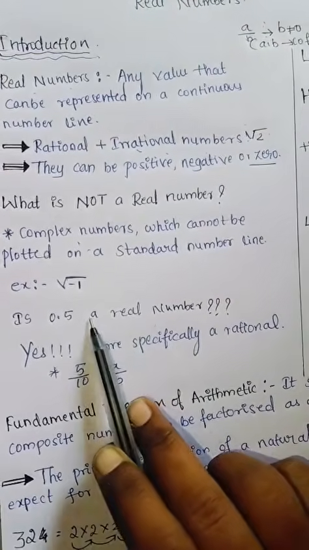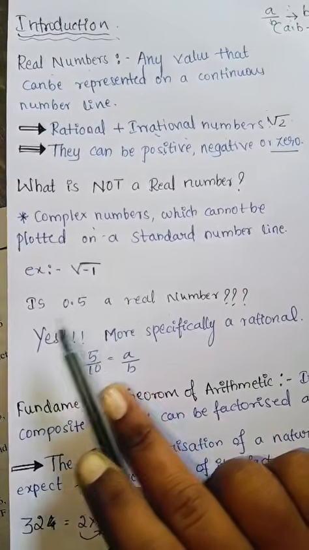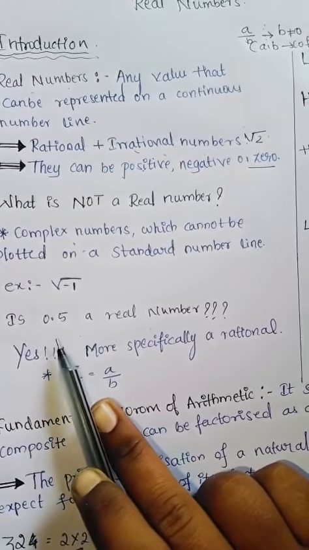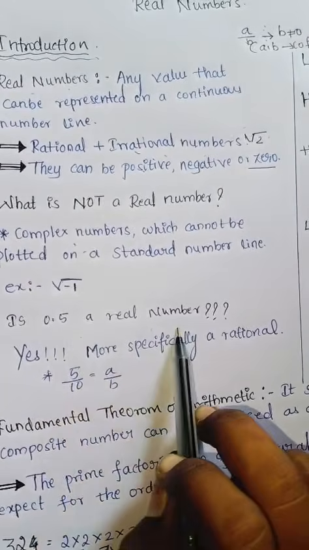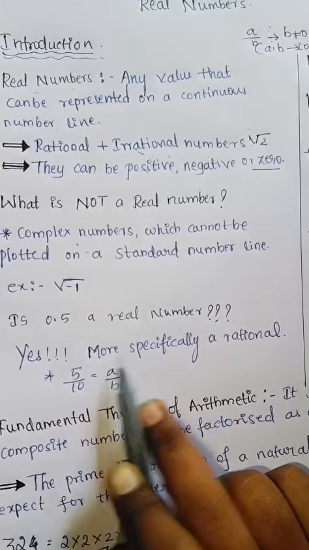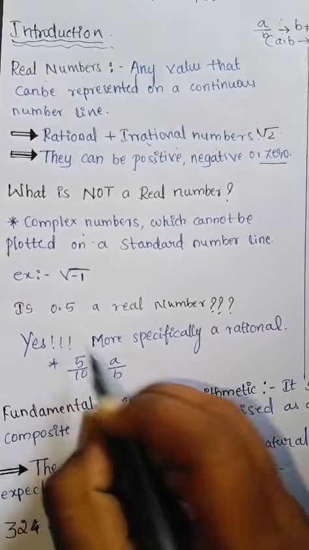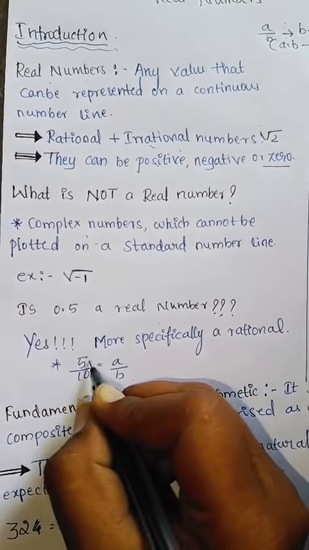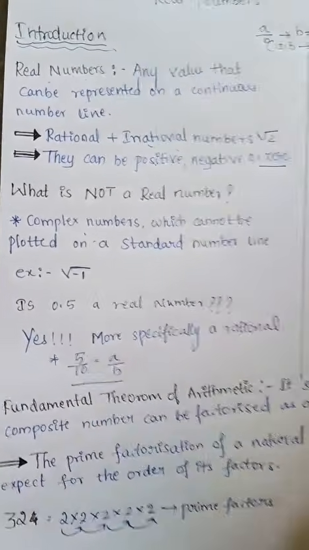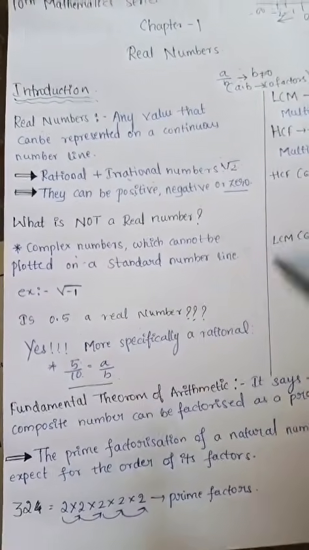Okay. Then one question arises here. Is root 0.5 a real number? Of course, yes. More specifically, it is a rational number because 0.5 can be expressed as a by b, that is 5 by 10. I think you got what real numbers are and what not the real numbers are.